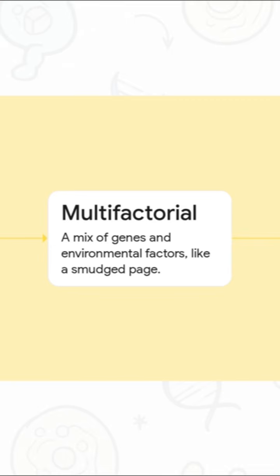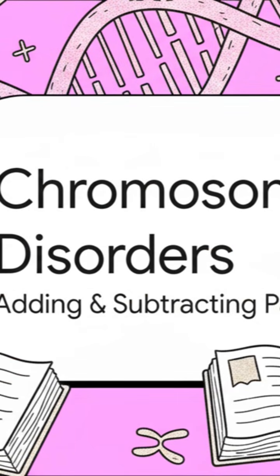Then there are multifactorial disorders. These are more like a smudged page in the book. It's not just one thing, it's a mix of your genes and environmental factors, like your diet or lifestyle. And finally, the third type, and this is what we're really going to focus on today, is chromosomal disorders. Now we're talking about something big, like an entire page of the instruction manual being missing, or maybe there's an extra copy.